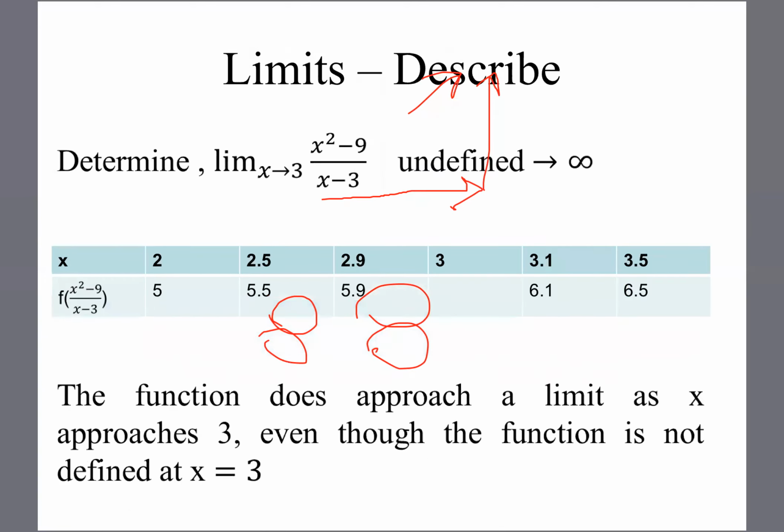So I'll explain moreover. So this is also a function, right? The given function is x squared minus 9 divided by x minus 3. This is a function, but it has a fraction, no?